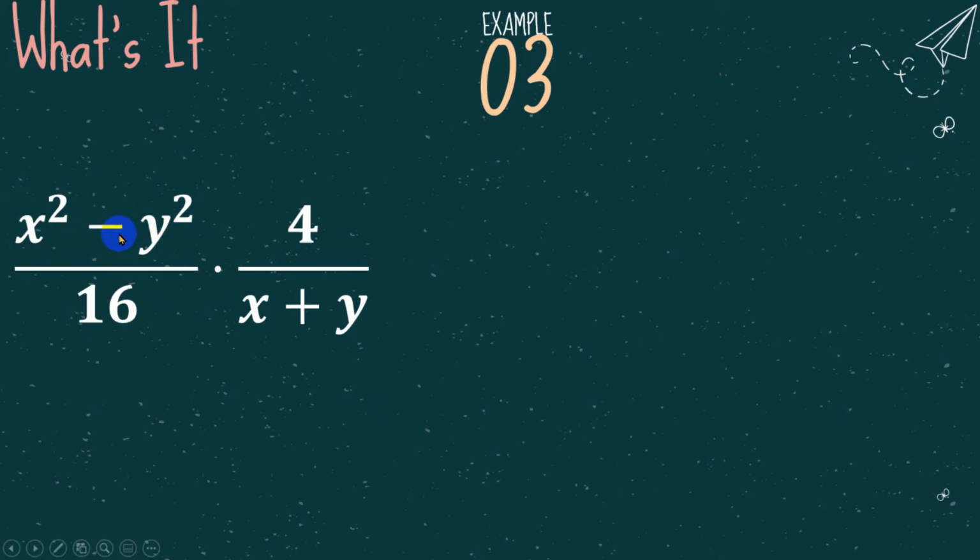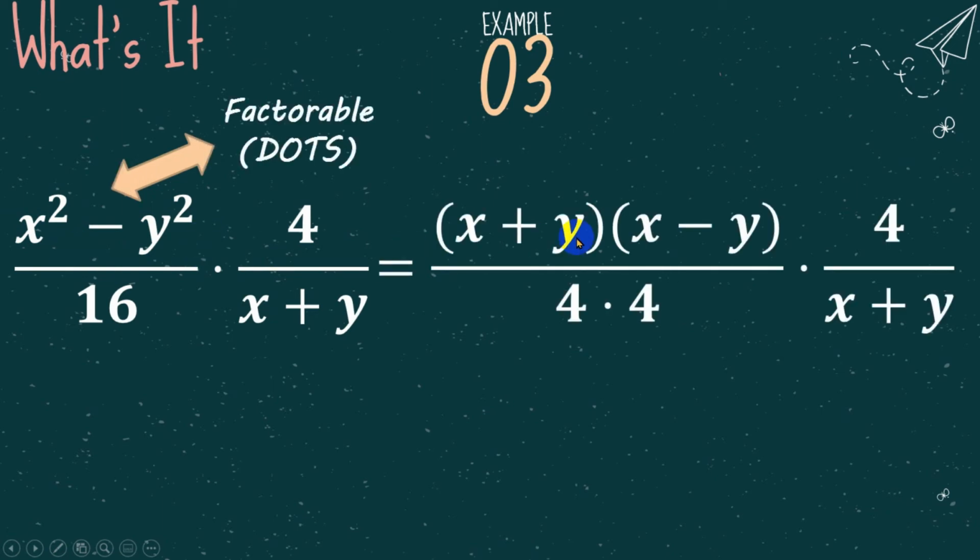Or difference of 2 cubes? Dahil squared yung nakalagay dyan, ibig sabihin, difference of 2 squares ang meron tayo. So, now, what are the factors of x squared minus y squared by DOTS? So, meron tayong x plus y multiplied to x minus y.